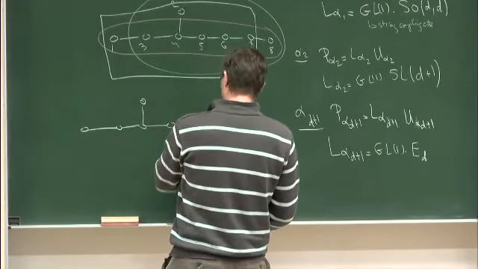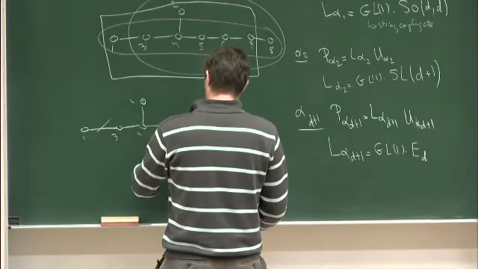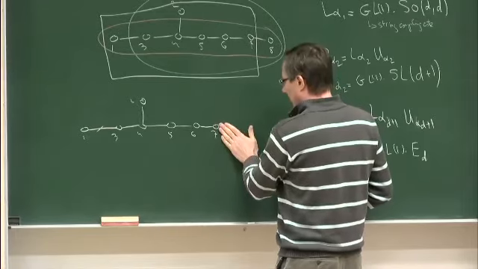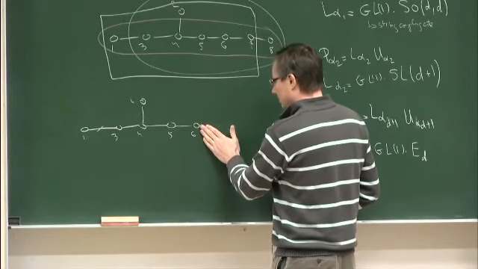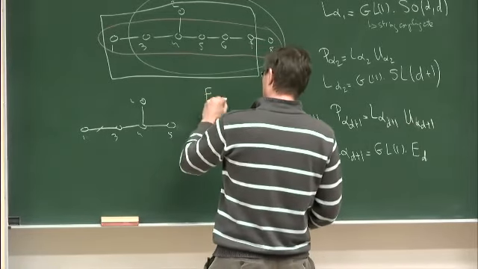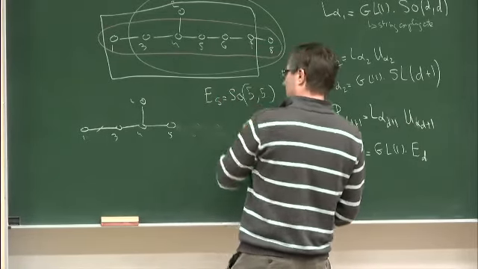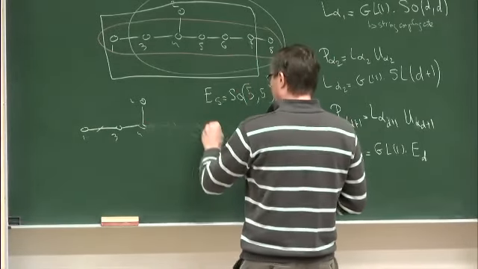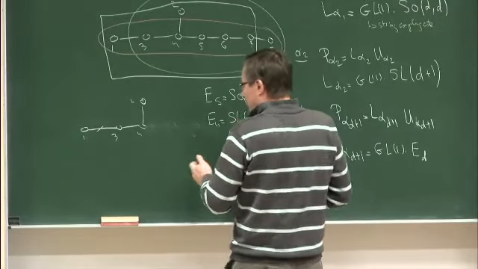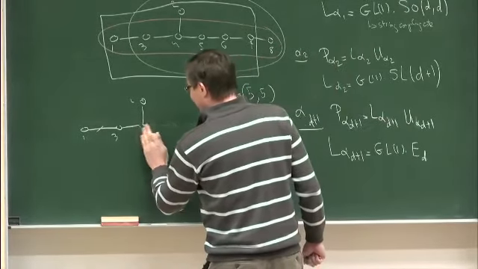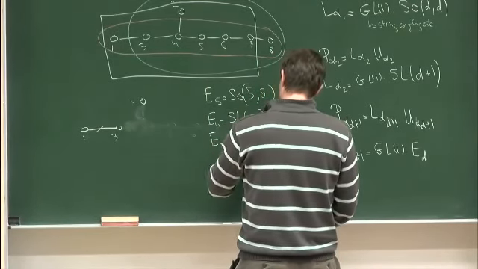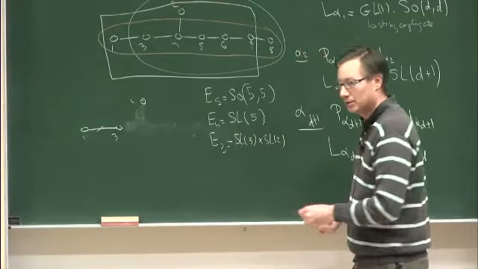Okay, let me draw it. 2, 3, 4, 5, 6, 7, 8. So this is E8. Then I get E7, then I get E6, then I get E5, but E5 is SO(5,5). Then I get E4, that is SL5. And now things get a little funny, because if I remove that node, I get what I call E3, that is SL3 cross SL2, still a maximal parabolic.